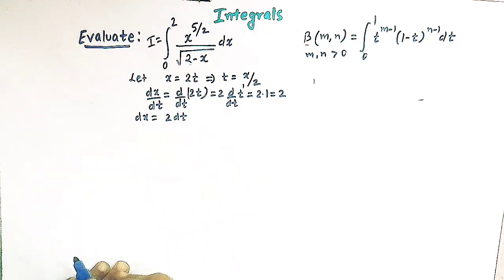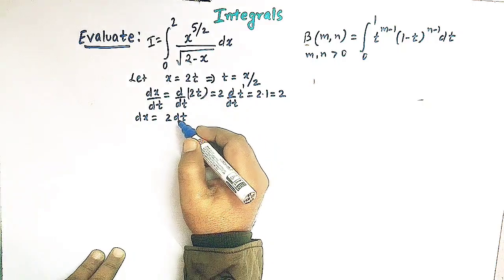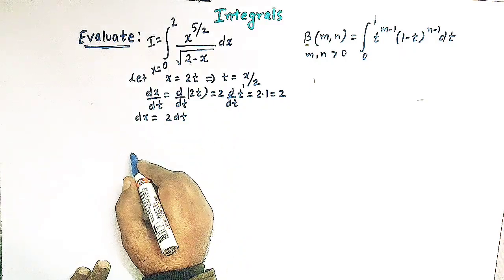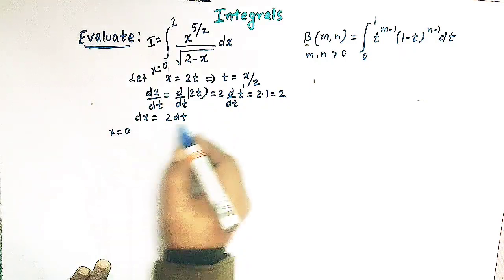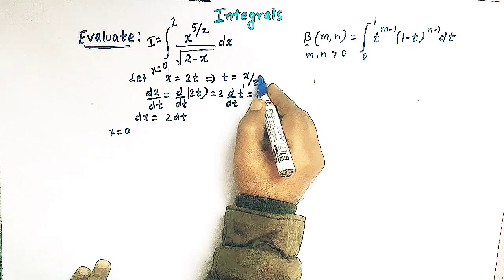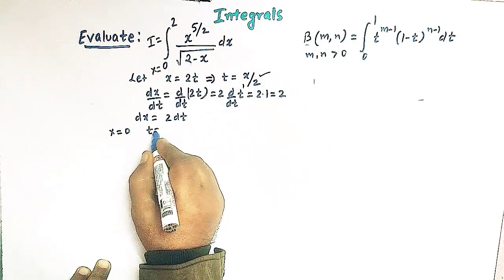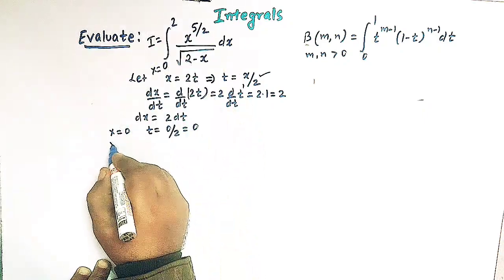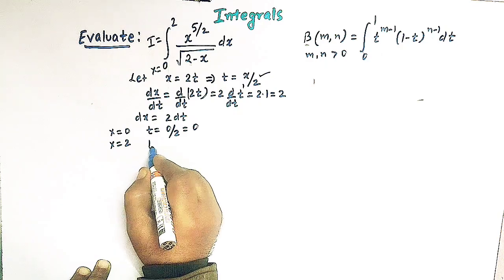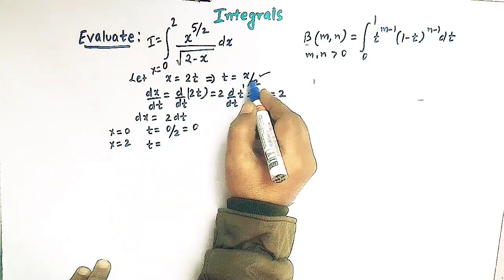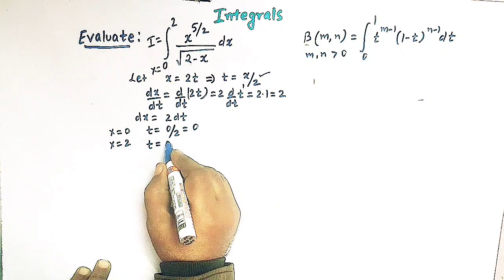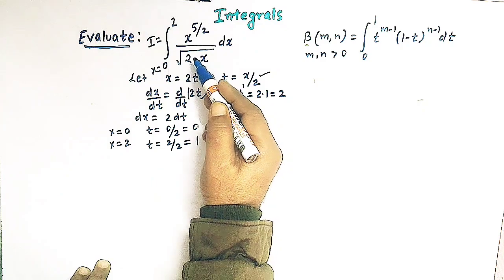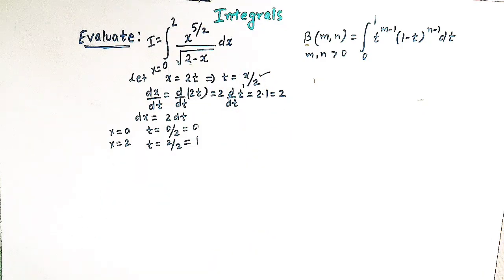Okay, so now here we'll change the limits accordingly. So here the lower limit is 0 and the upper limit is 2. So when x is equal to 0, then the value of t can be obtained from this relation. So t is equal to 0 over 2, that is 0. And when we have x is equal to 2, then the value of t can be obtained again from this relation. So we have 2 over 2, that is 1, right?